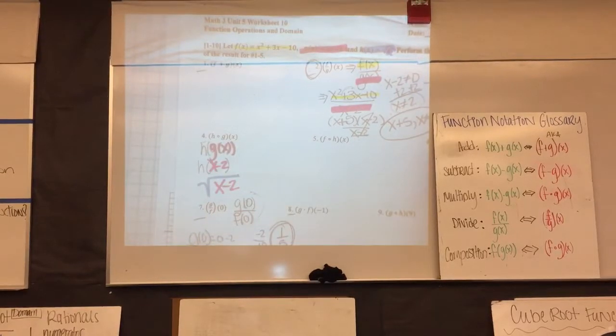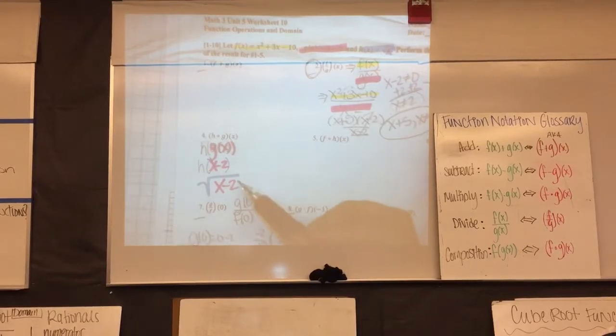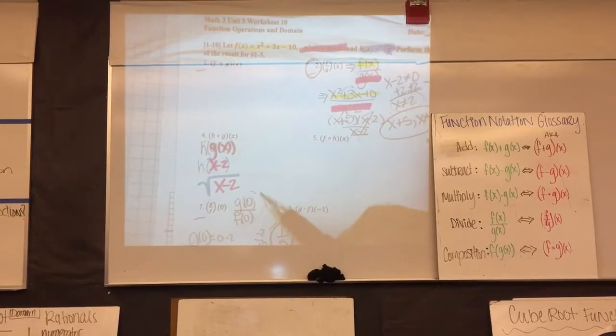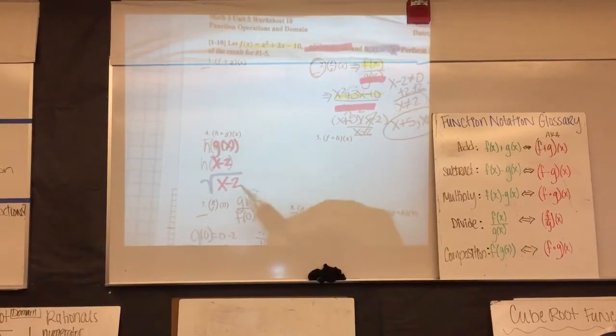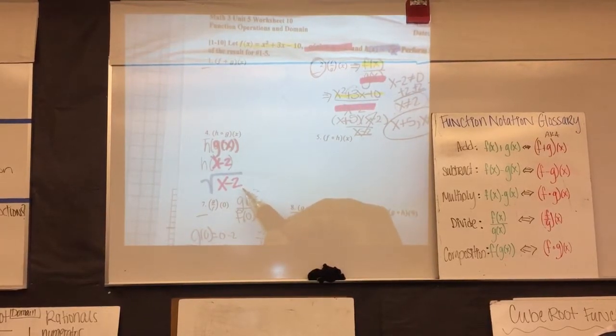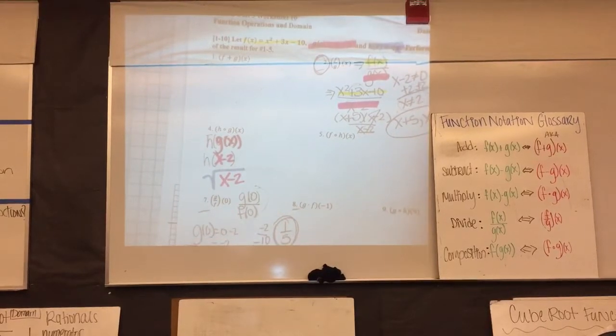Now here we don't have anything to simplify really, because I don't have a product that I can square root. I have the difference, and I can't square root either of those. So this is the final answer. And then I need to go back and look at my instructions. It says find the domain for the result for numbers 1 through 5.